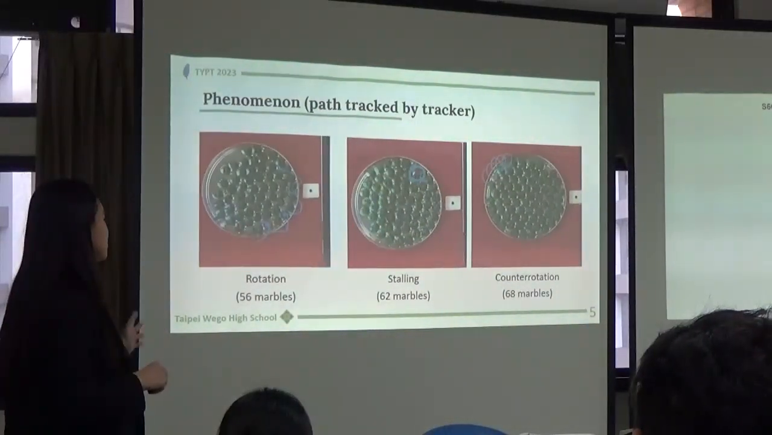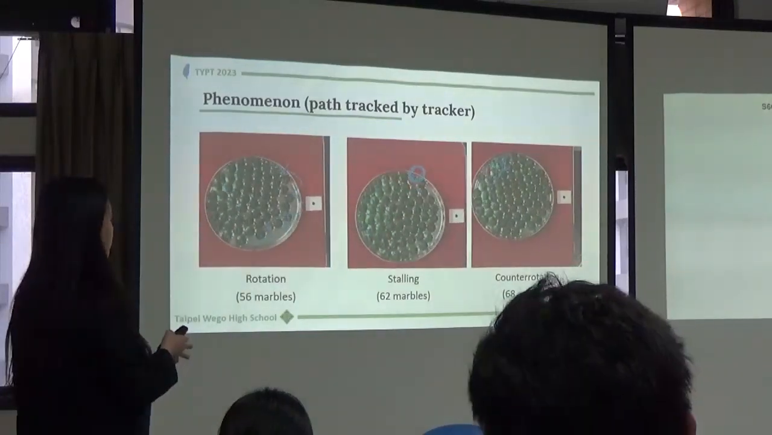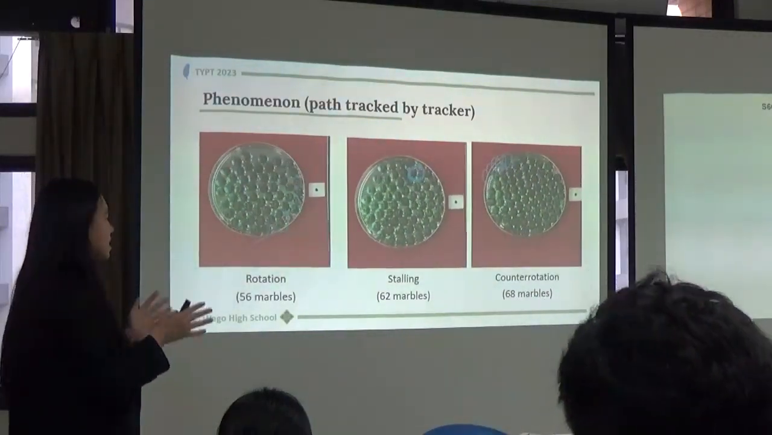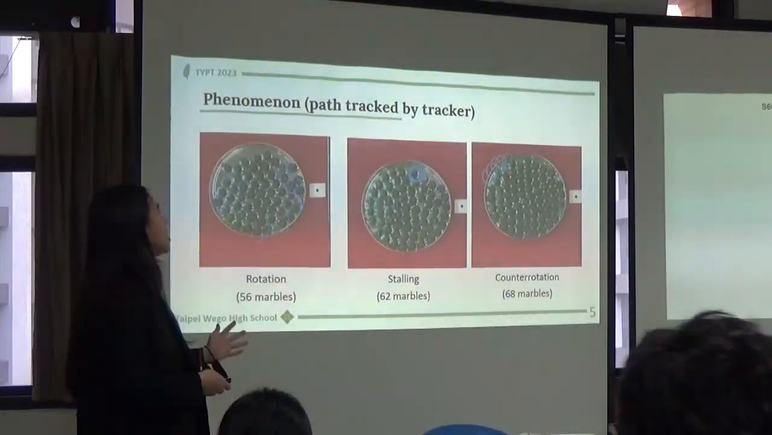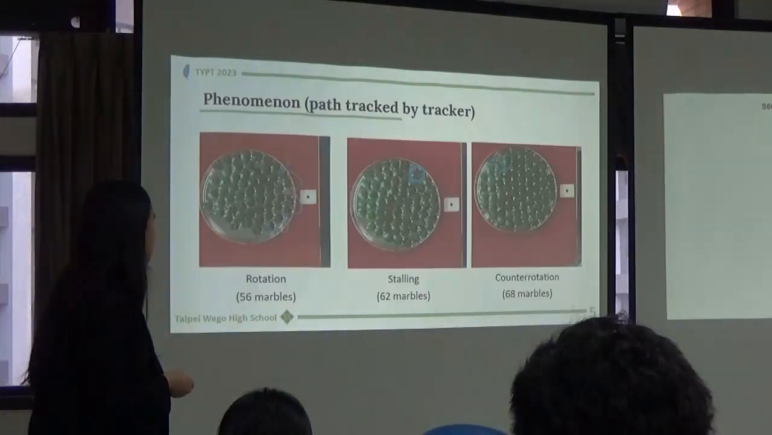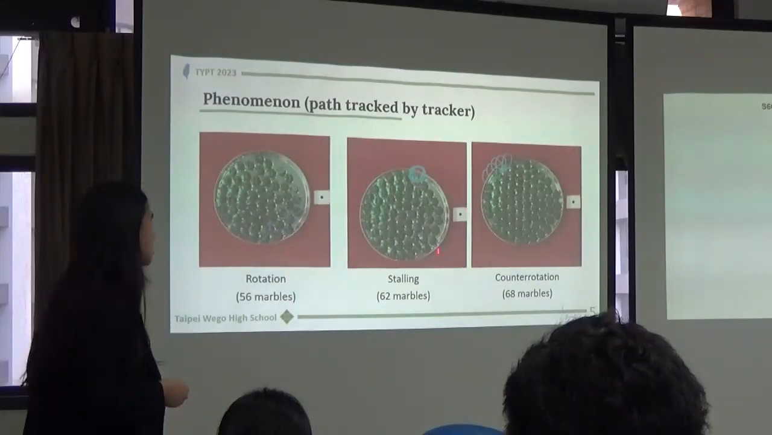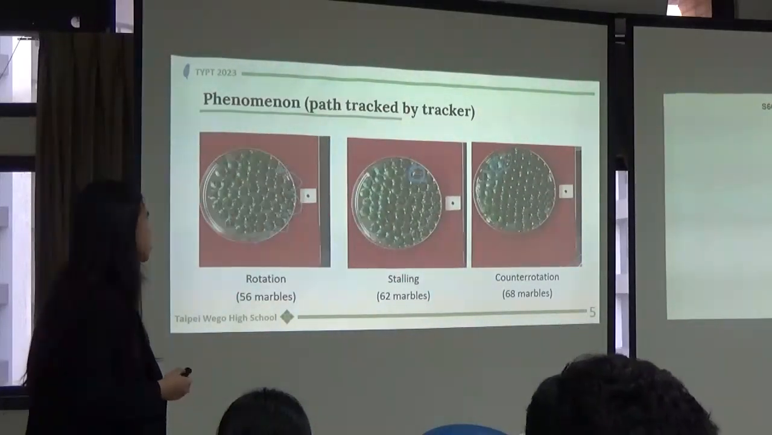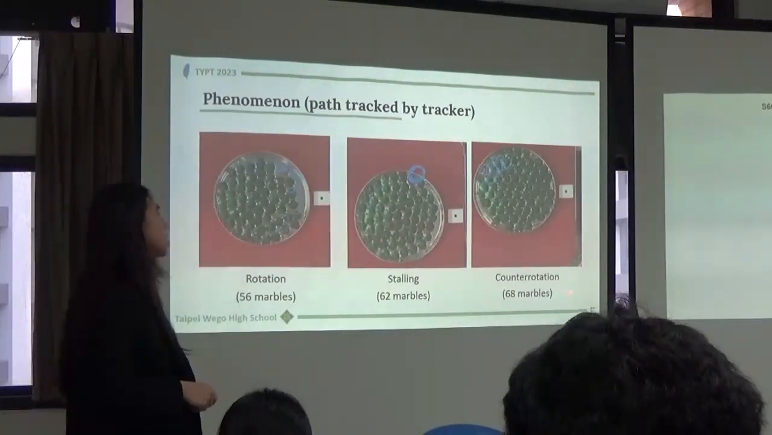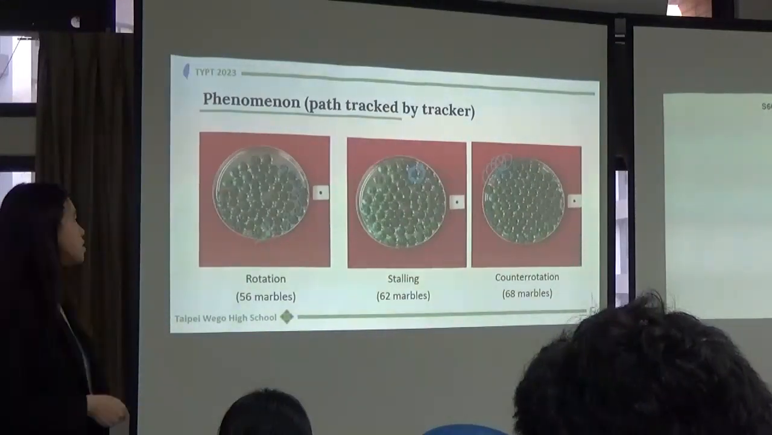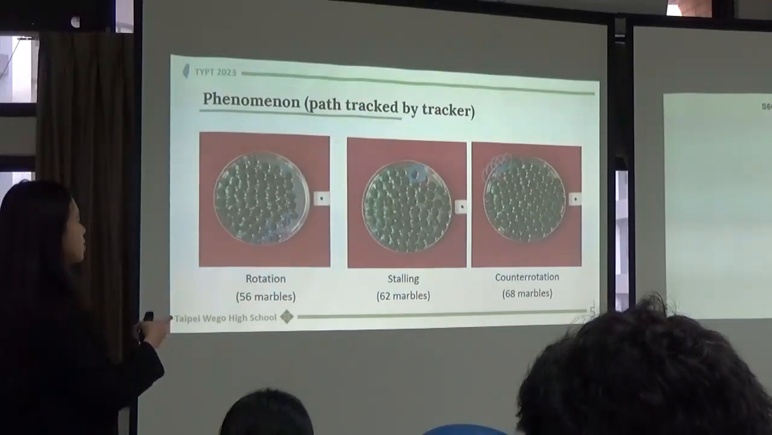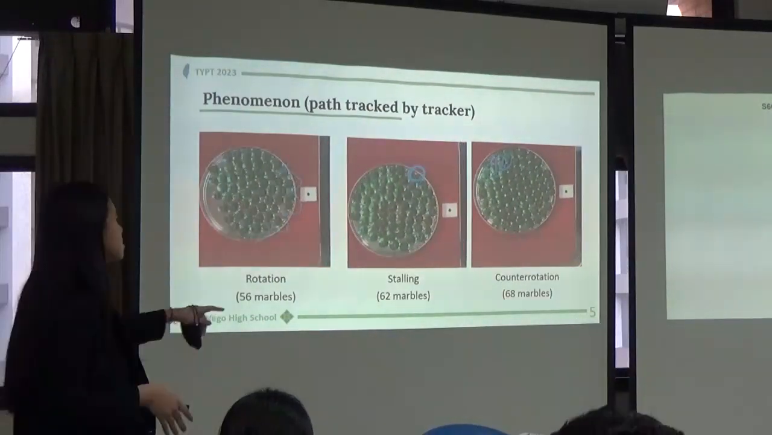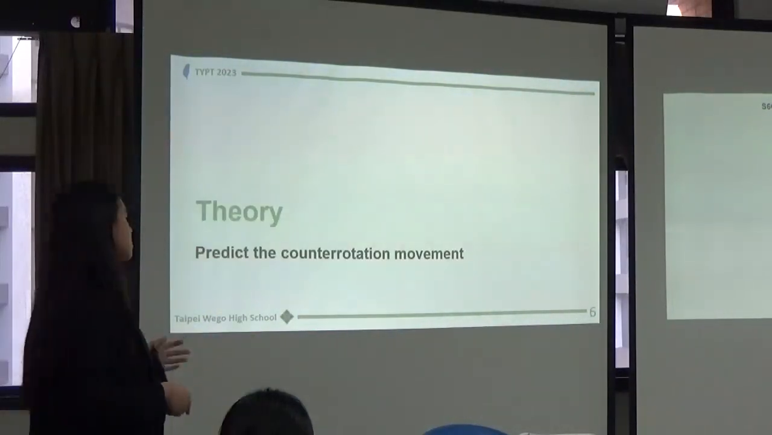As such, in between the phase where the marbles move rotationally and counter-rotationally, there exists a brief phase of stalling motion in which the balls basically just stick to the container surface and do not move at all. And then we enter the phase of counter-rotation, where, as you can see, with more marbles present, we use tracker to track the motion of the balls, and you can see it is moving counter-directionally.